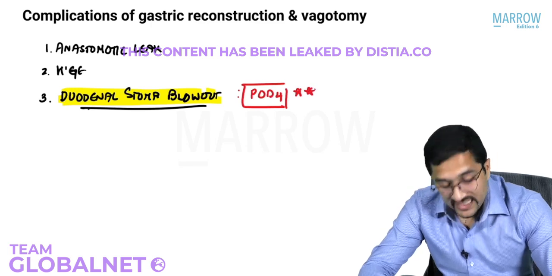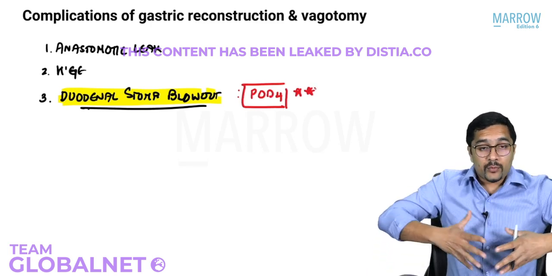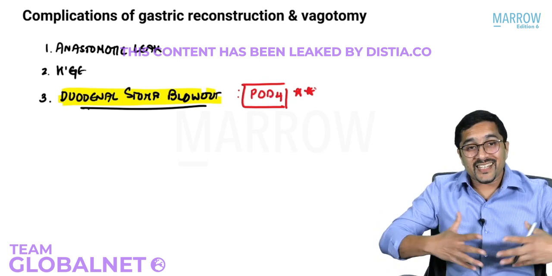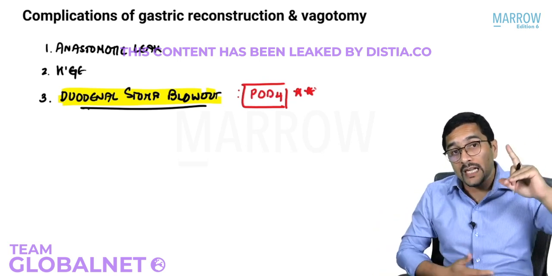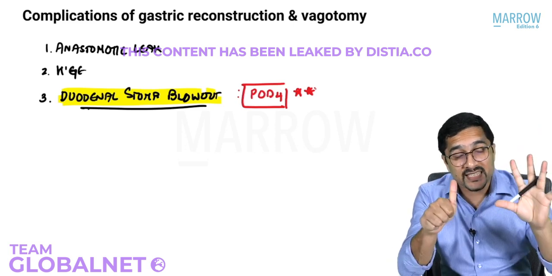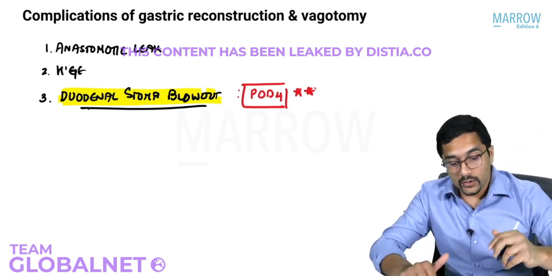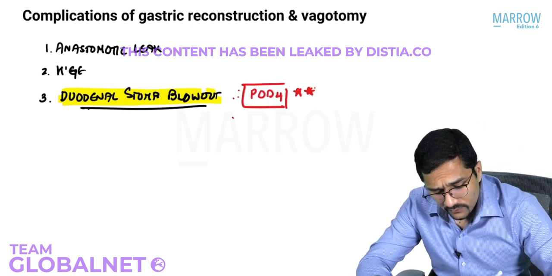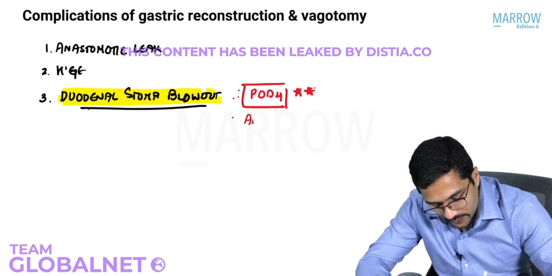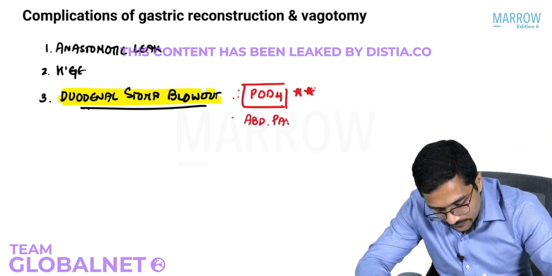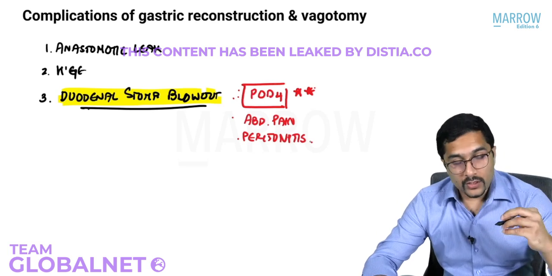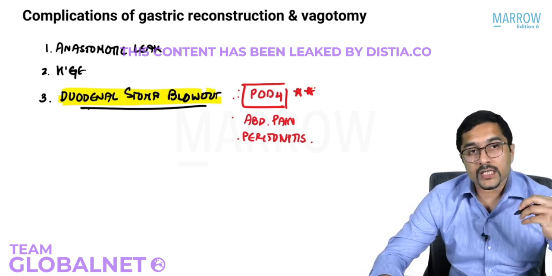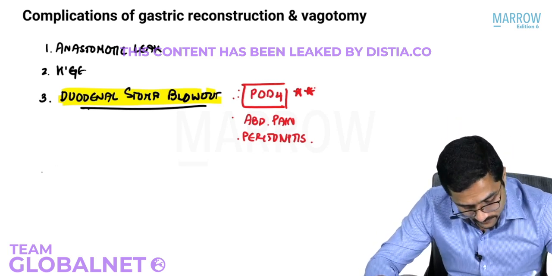Don't confuse it with day 6. Day 6 is abdominal wound dehiscence, where the rectus sheath opens up. That is different. So rectus sheath opens up, that is burst abdomen on day 6. Duodenal stump blowout is usually on day 4, and the patient can come with abdominal pain and features of peritonitis. So that is duodenal stump blowout, which is another complication which can be seen.